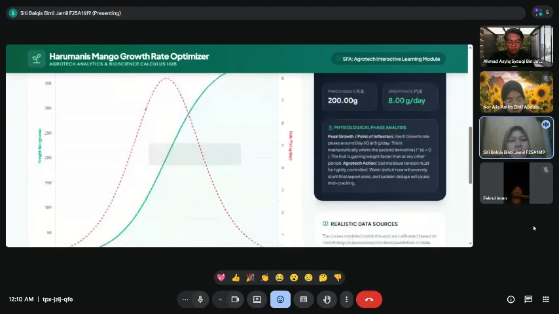Number 1, MARDI Research Journal Vol 32, specifically regarding the physicochemical changes of Harumanis mangoes during development. Number 2, Teknologi Mangga Harumanis by the Department of Agriculture, Perlis, utilizing their federal guidelines for Harumanis husbandry and ripening schedule.